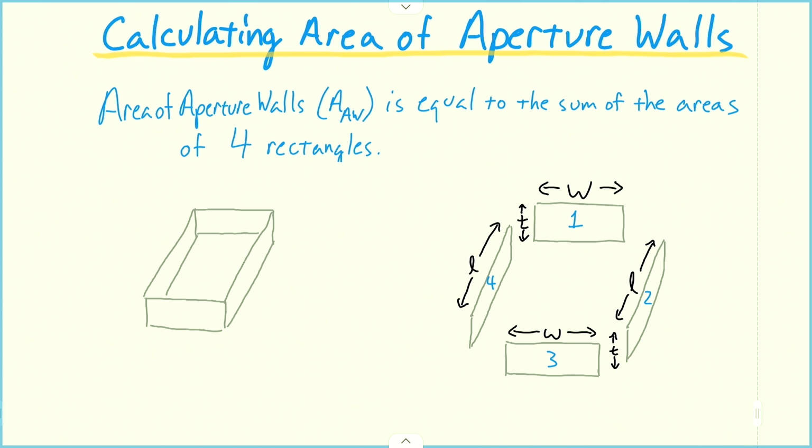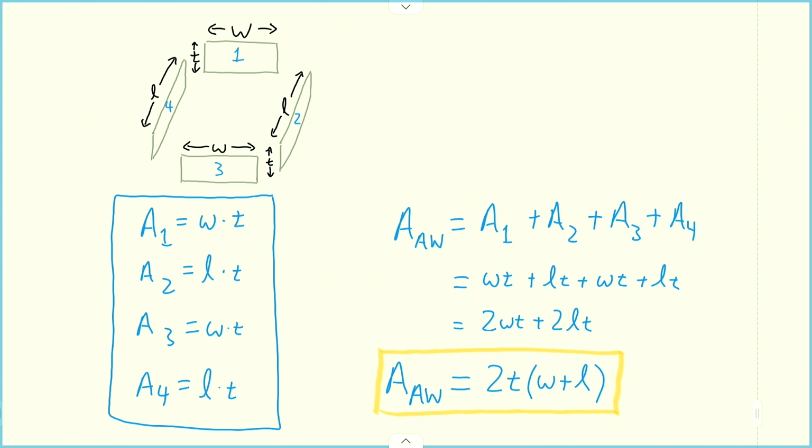Next, we need to calculate the area of the stencil aperture walls. We'll call that AAW, and it's equal to the sum of 4 separate rectangles. This can be seen by cutting the corners of the aperture to reveal the inner surface of each of the 4 rectangular sides. So let's take a look at each of the 4 rectangular sides.